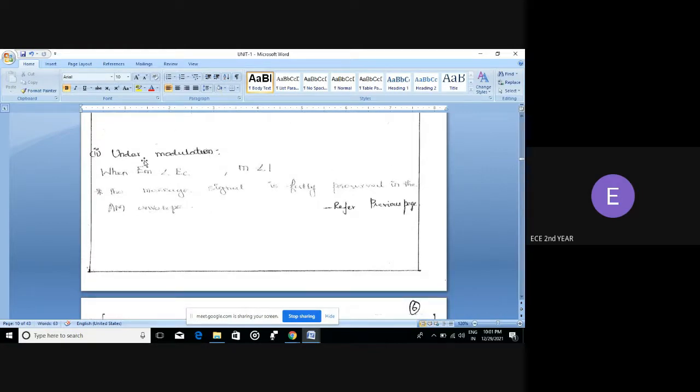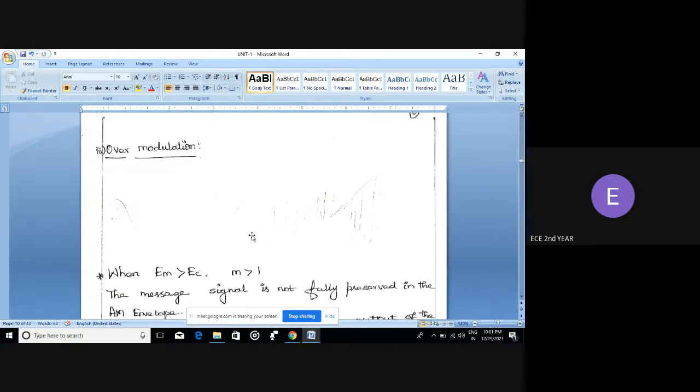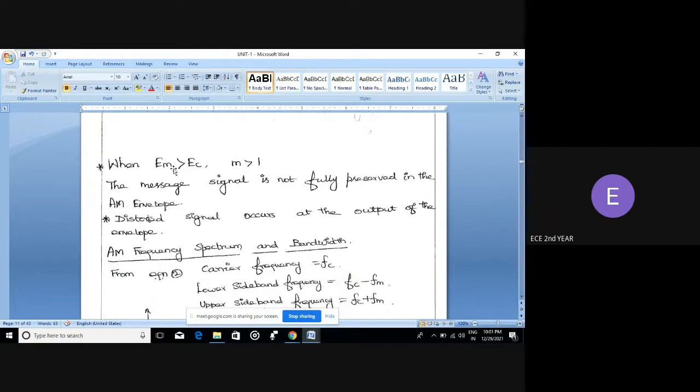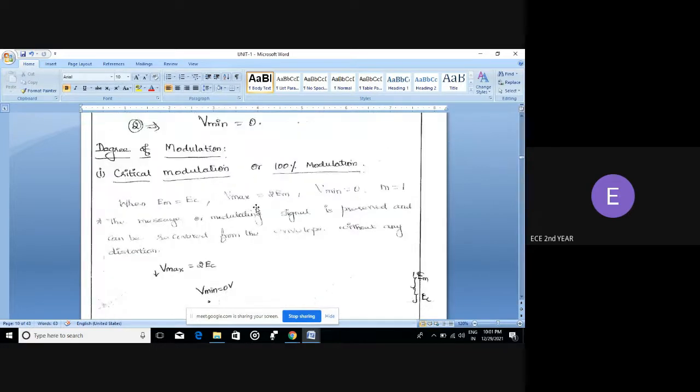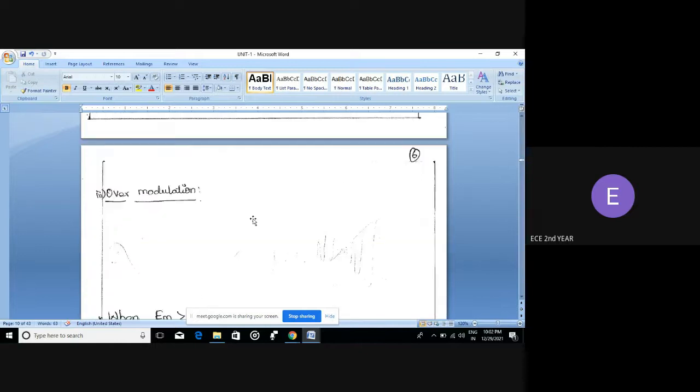And the second thing is under modulation. Under modulation means EM will be less than EC. So if that is the case, then the modulation index will always be less than 1. So we call that under modulation. And the third type is over modulation, in which EM is greater than EC. If that is the case, we will have m greater than 1. So we call that over modulation. So three types of modulation are available: critical modulation, under modulation, and the last one, over modulation.